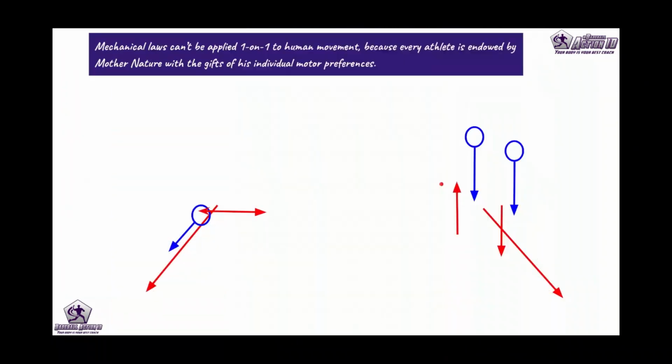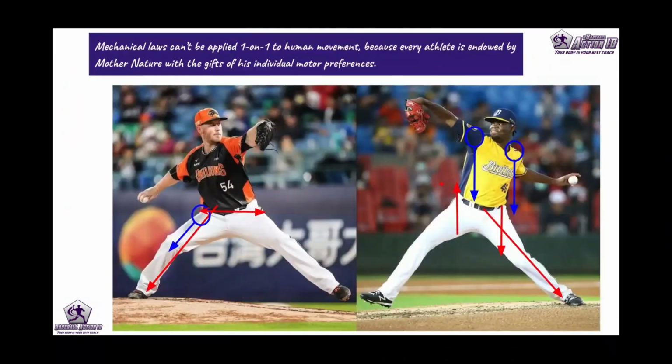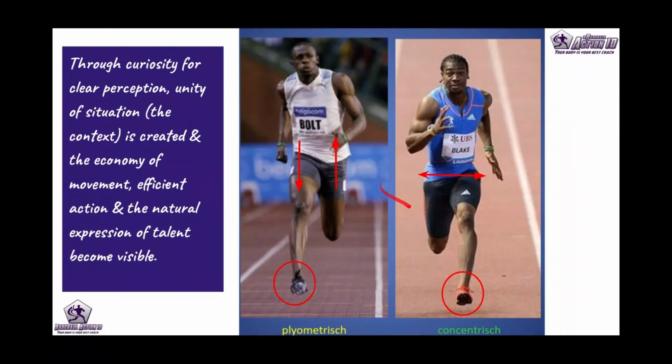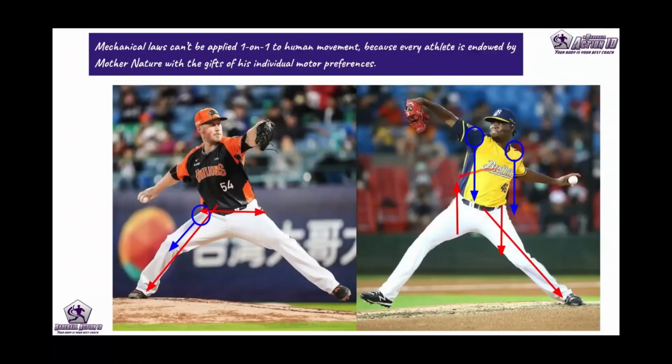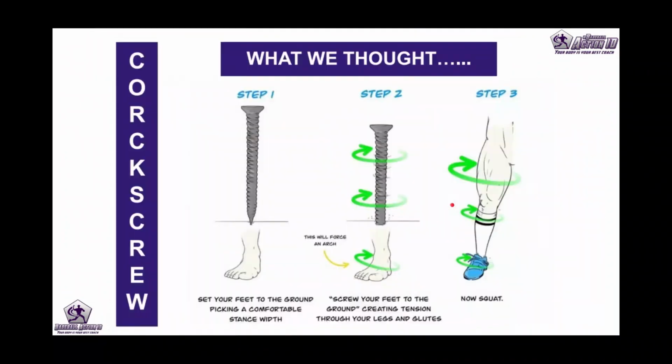whatever movement he does. Now, if we transfer that to baseball, you see those two pitchers are walkers from the bottom guy on this side right here, where the hips are working sideways, just the same thing as Jason Blake had right here. Now, if we see Bolt working up and down, a walker from the top guy, we look at this pitcher, same thing, up and down, because he's a plyometric guy.